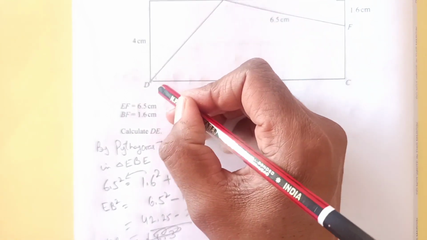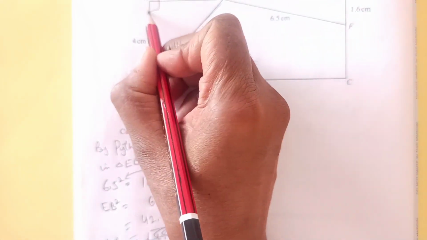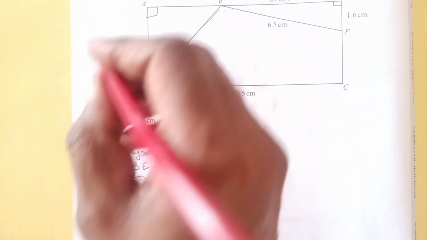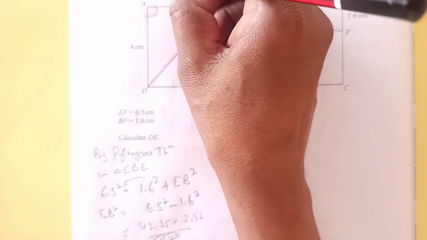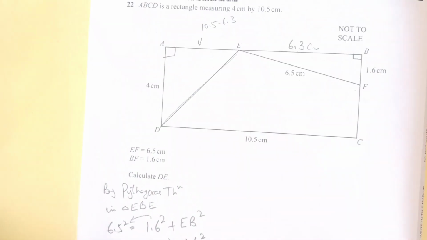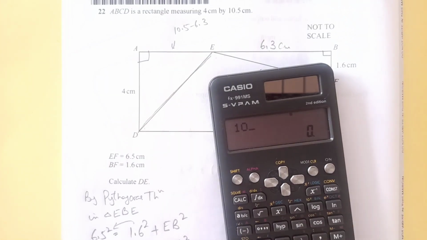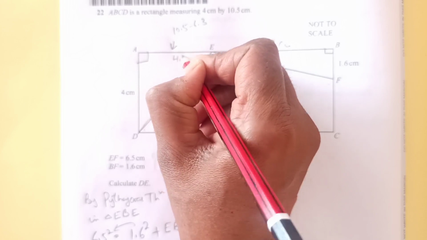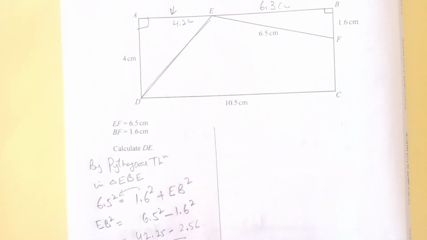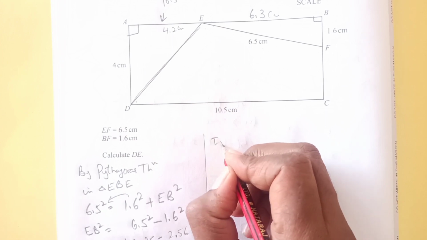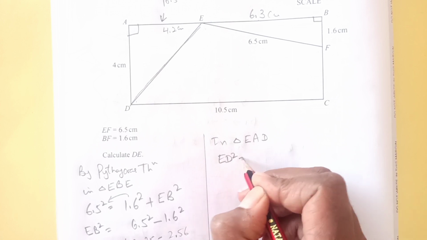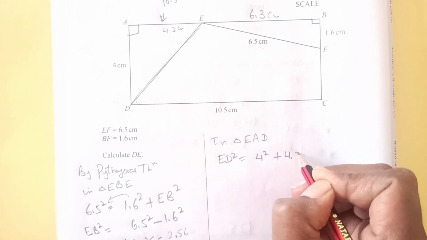But we are looking for this length DE. So for DE, again this is a right angle triangle. So if this is 6.3, the total is 10.5. So this side is going to be 10.5 minus 6.3, which is 4.2. So this is 4.2 centimeters. Now we can find DE by Pythagoras theorem. So again in triangle EAD, we will have ED squared equals 4 squared plus 4.2 squared.